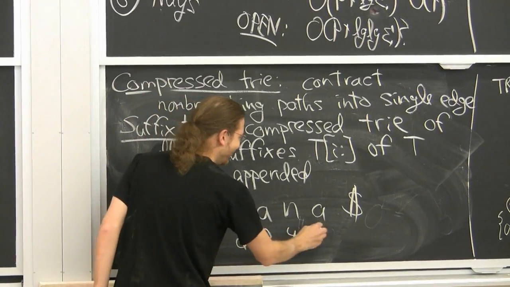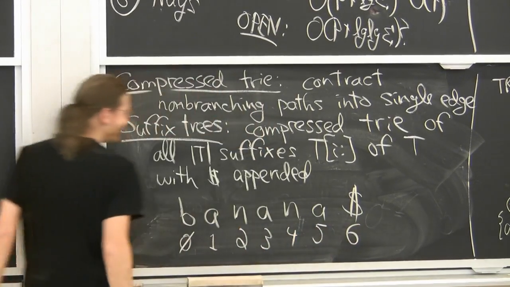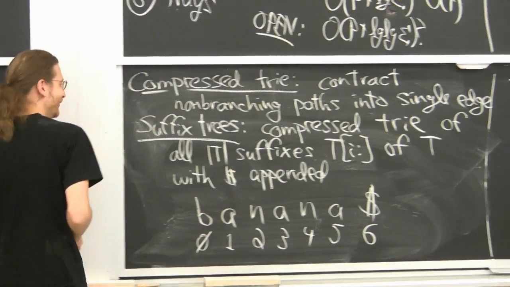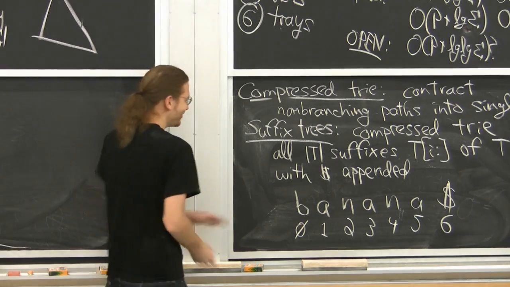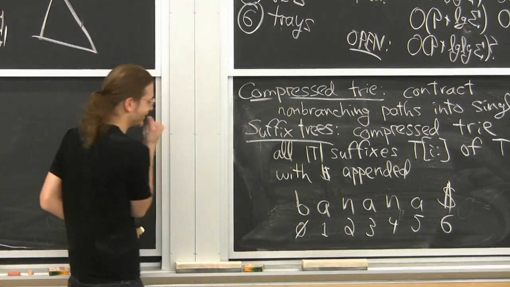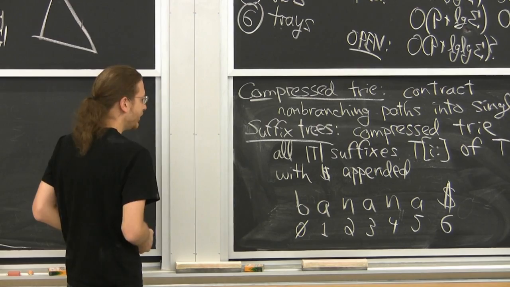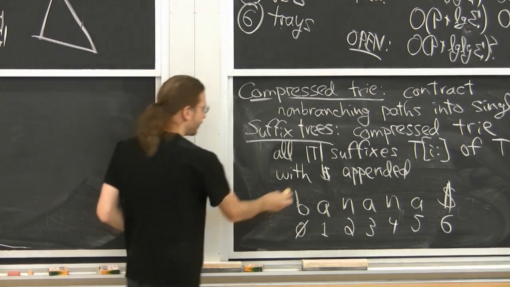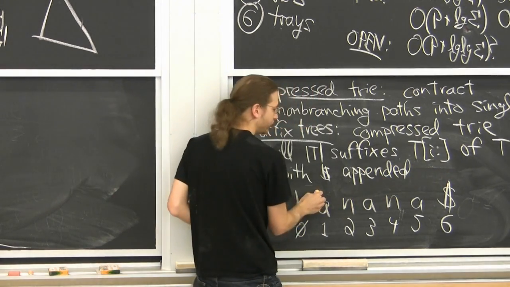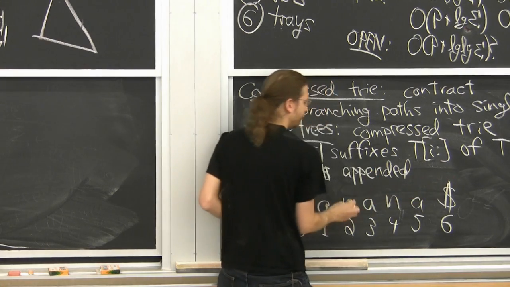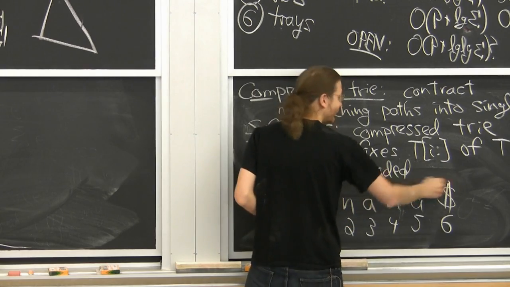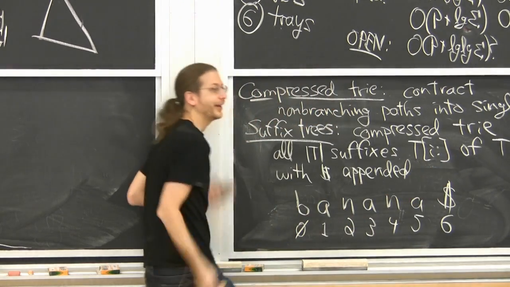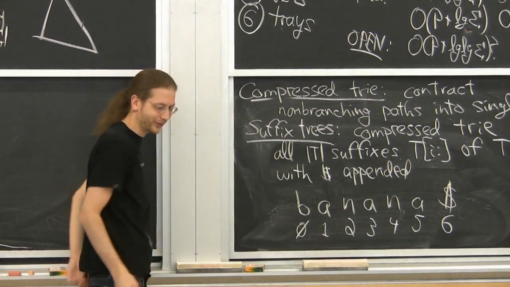I think it's a little harder when you're writing it on the board, but we all know how to spell banana, I hope. I got it right? It should be 7 letters, including the $ sign. Okay, so there they are. So there's a suffix which is the whole string. There's a suffix which is ANANA$. There's a suffix which is NANA$. There's a suffix which is ANA$, suffix NA$, A$, and $. And empty, I suppose, but we're not going to store that one.